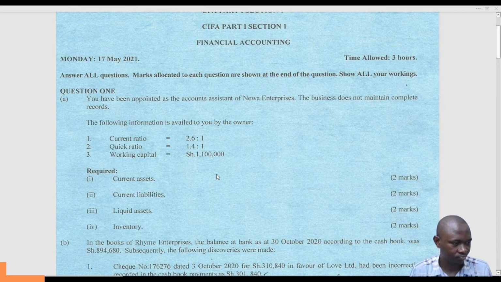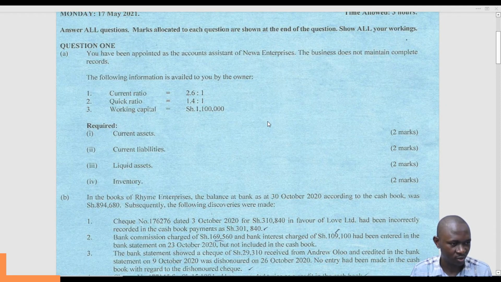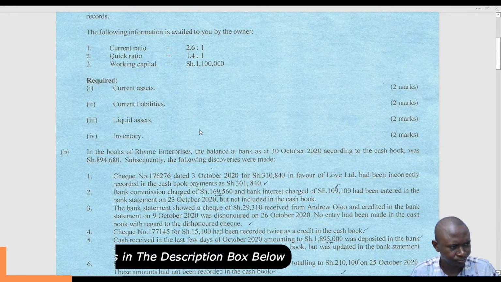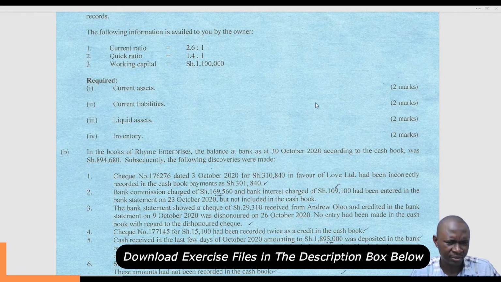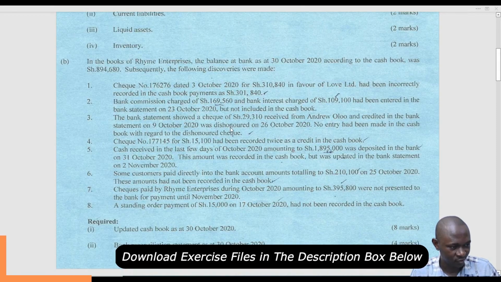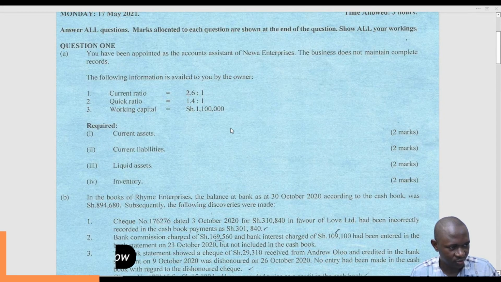So let's move. You have been appointed as the accounts assistant of NEWA Enterprises. The business does not maintain complete records. The following information is available to you from the owner: your current ratio, quick ratio, and working capital, all the figures are there. We are required to come up with the current assets, current liabilities, liquid assets, and inventory. 2 marks each. So these are quite a good start for this paper. We'll work through it very fast.